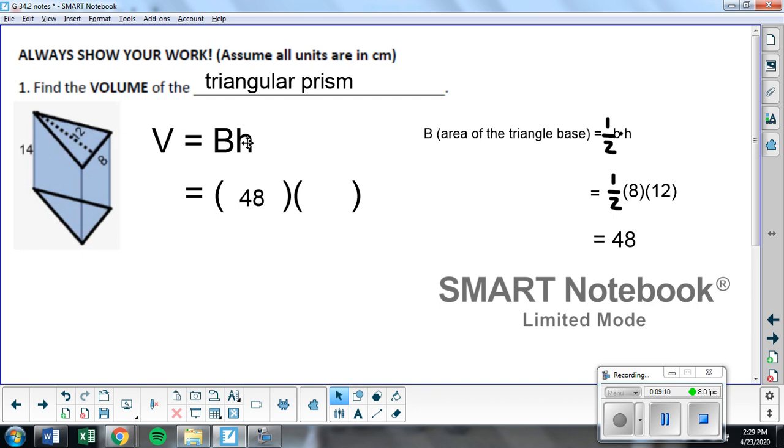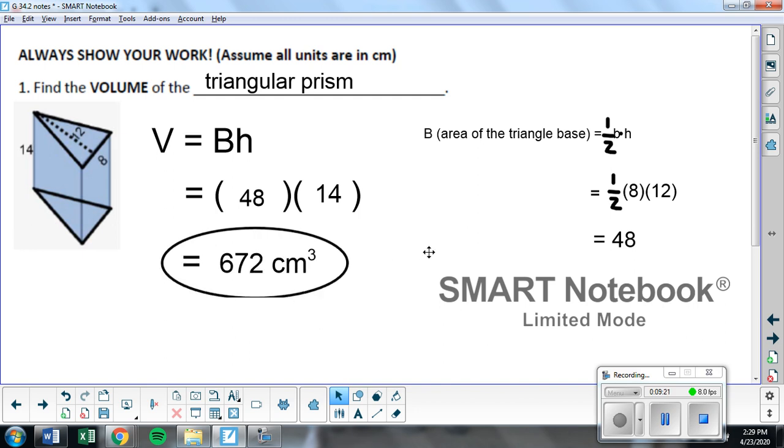The height, remember that's how far it's extended from one triangle base to the other, and that's going to be 14. Multiply those together. 672 centimeters cubed. Volume will always be cubed. Okay, watch it again if you need to. Let's try the second one.